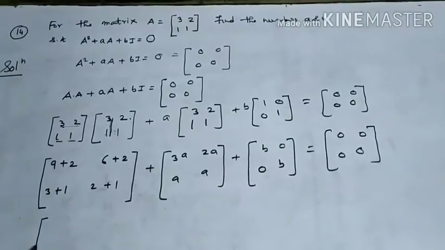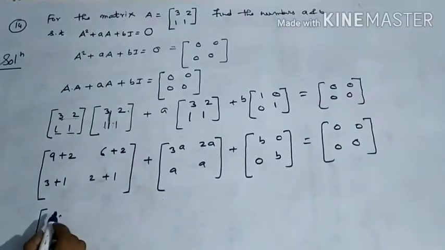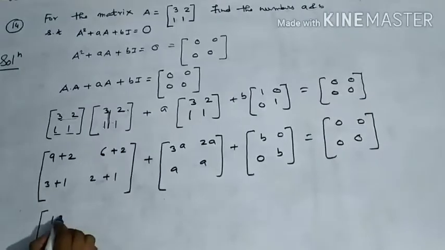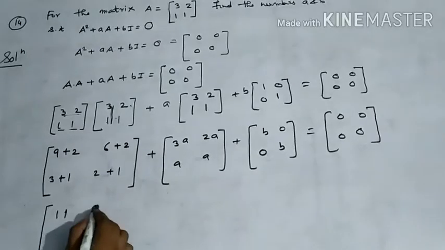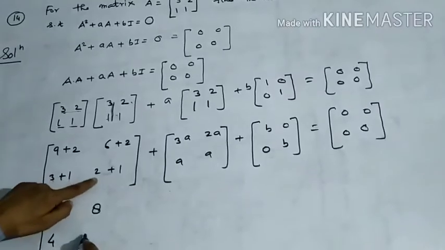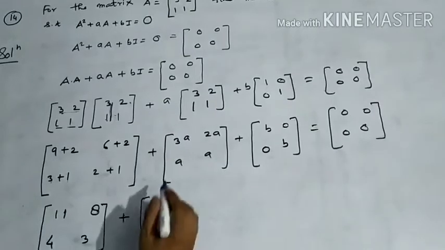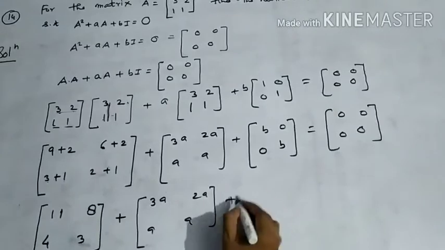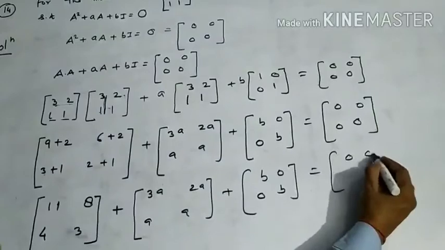Now after that we are going to add. Here this is the 10, here this is the 11, and then after this is the 8, and then after this is the 4, and then after this is the 3, and here this is the 3A, 2A, A, and then this is the plus B 0 0 B, and here this is the 0 0 0 0.